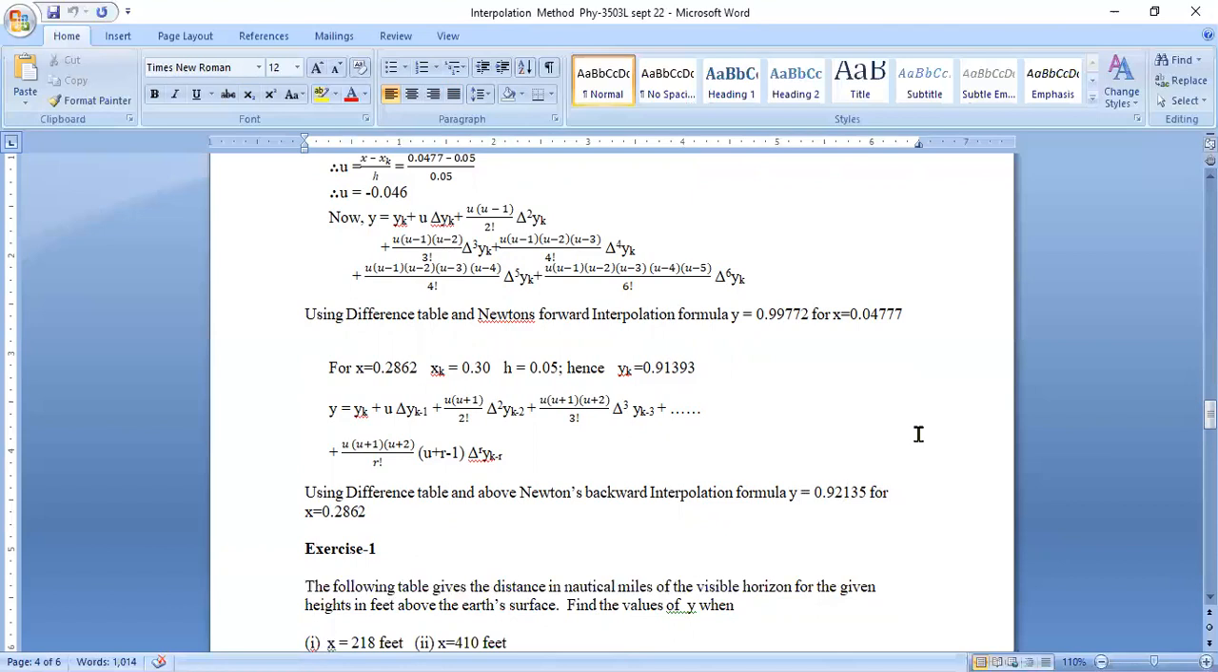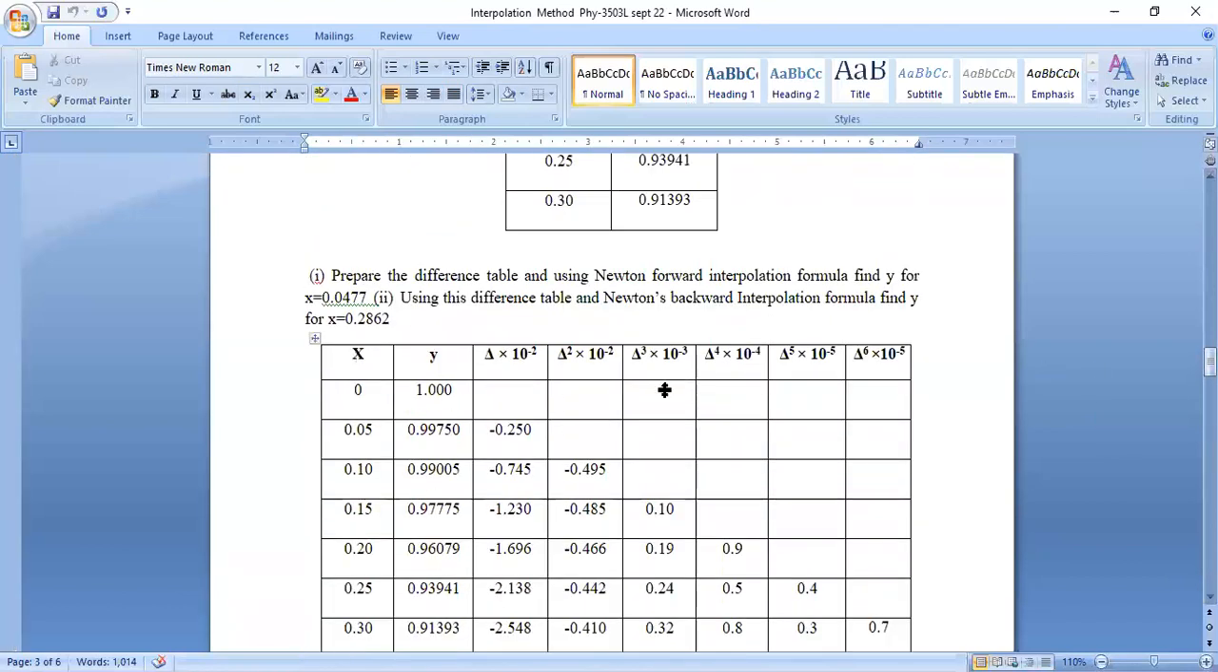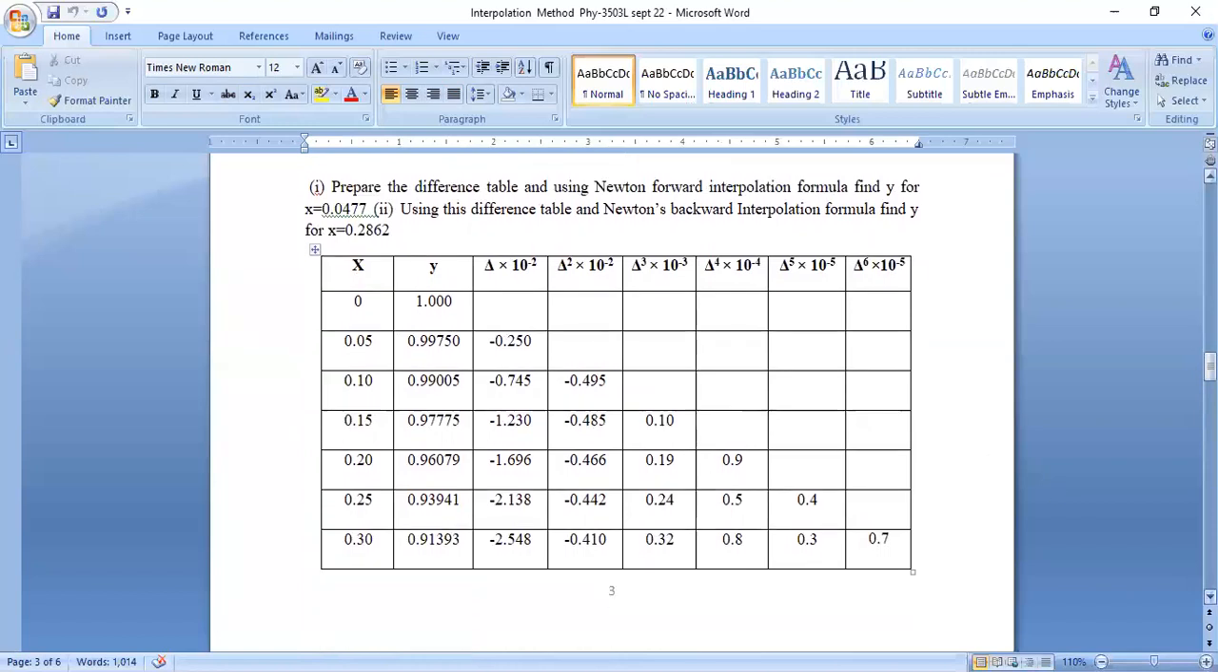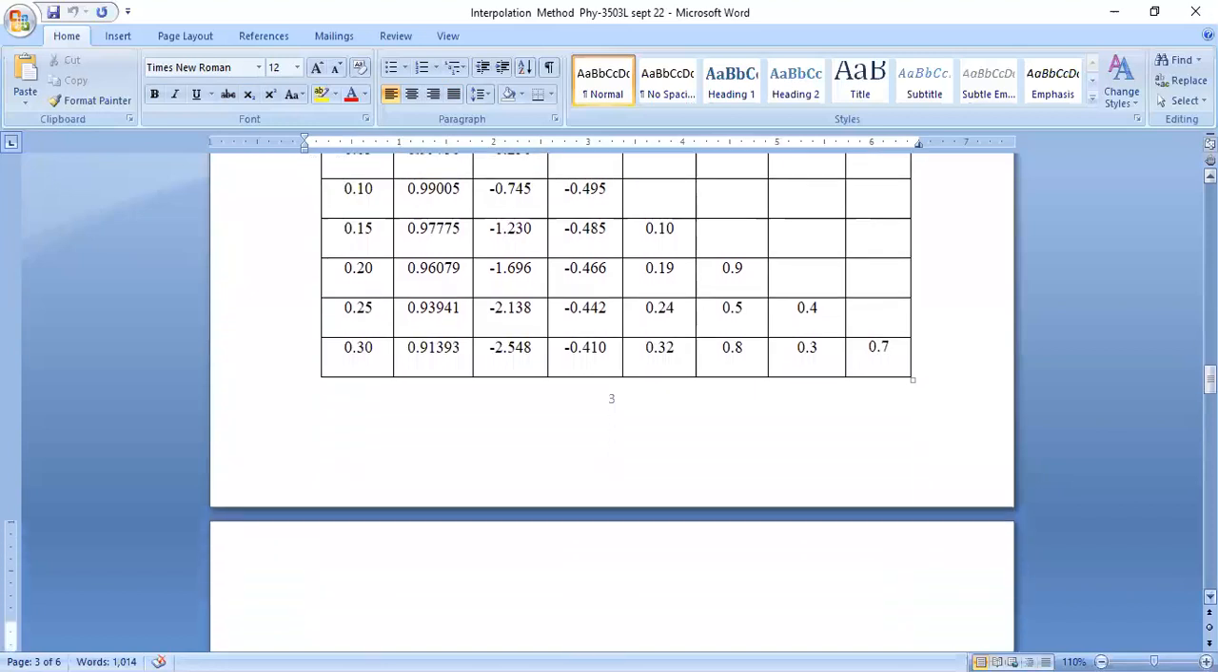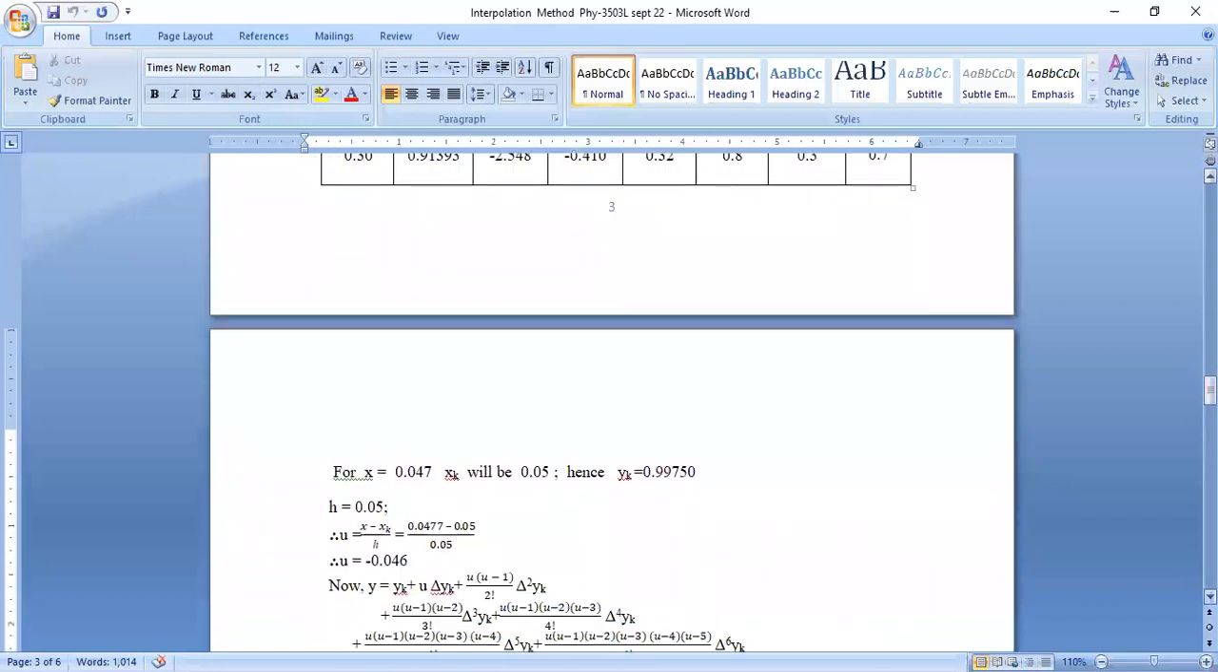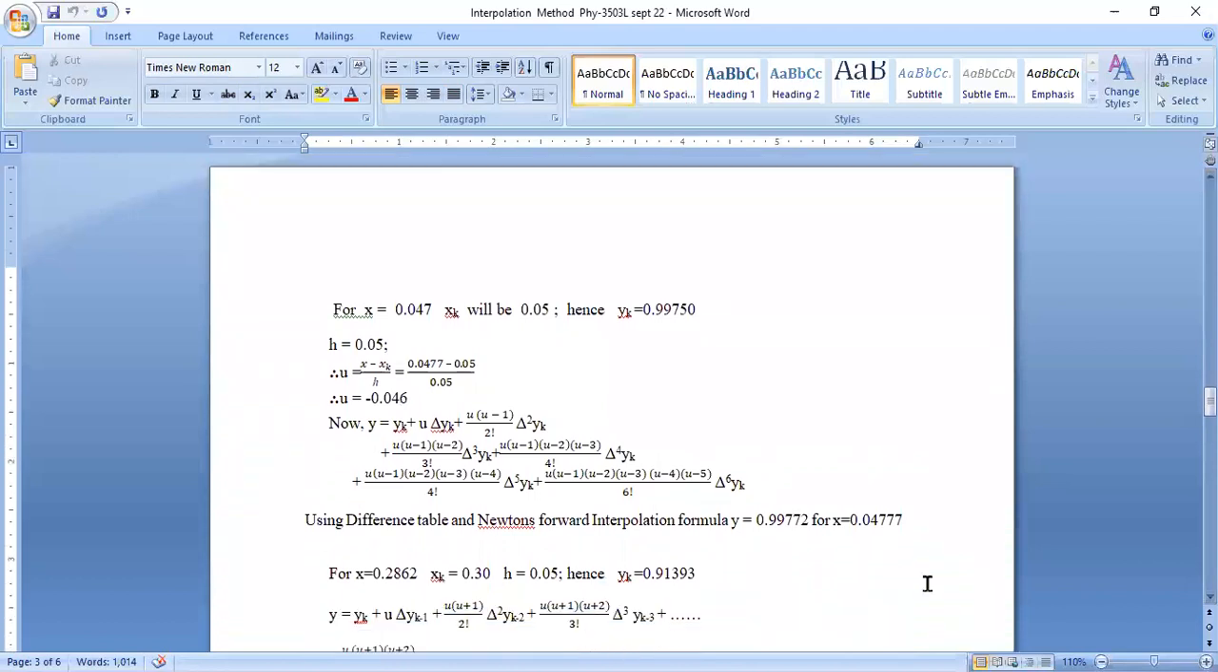Here you can see the first value which we have calculated for 0.0477. It is 0.99772. So this is the value for 0.05. For 0.05, the value is 0.99750, and our value which we have calculated should be less than 0.99750, and the value which we have calculated is 0.99772, which is very close to the answer.